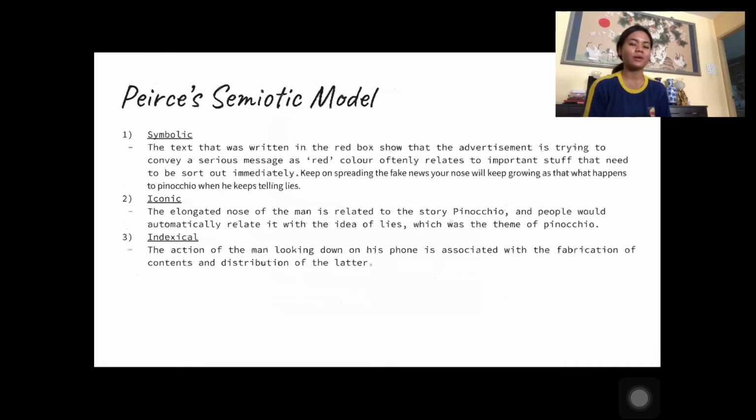But in this case, however, as you can see in the original advertisement, the man's nose was elongated, which means that he's a liar in this context. So it's pretty straightforward that he's actually making up content here. And that is why it is feasible to associate his action of looking down on the phone with the action of fabricating content or even distribution of the content.